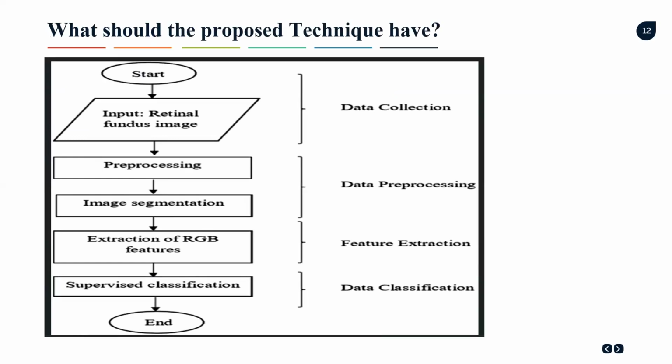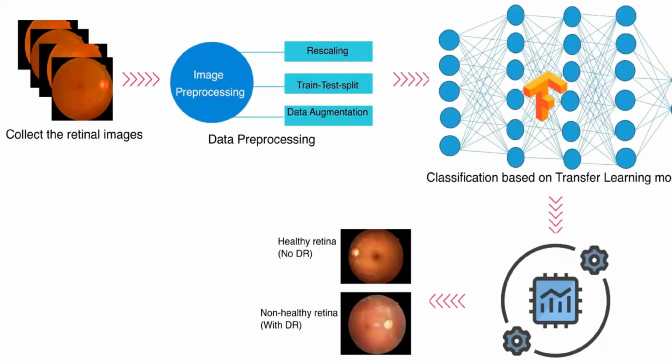Now, what should the proposed technique have? We have fundus images, that is the input here. That is, we are collecting data. After that, we are doing data processing, and it comes under pre-processing and image segmentation. Then comes the feature extraction part, and then data classification. And finally, we get the grades, that is the severity gradings. This is the picture. We are collecting the images, then data processing, then classification, and then we come to a healthy retina or a non-healthy retina. That means no DR and with DR.